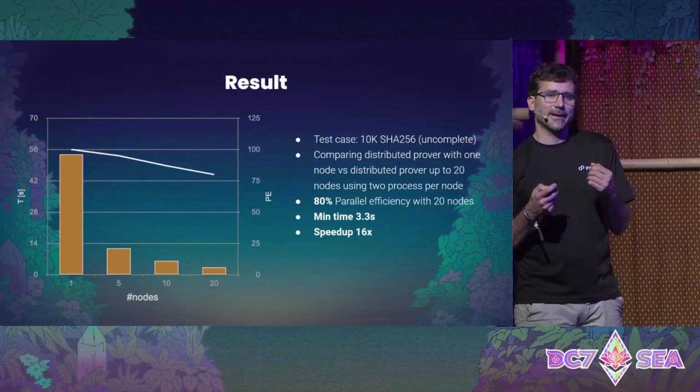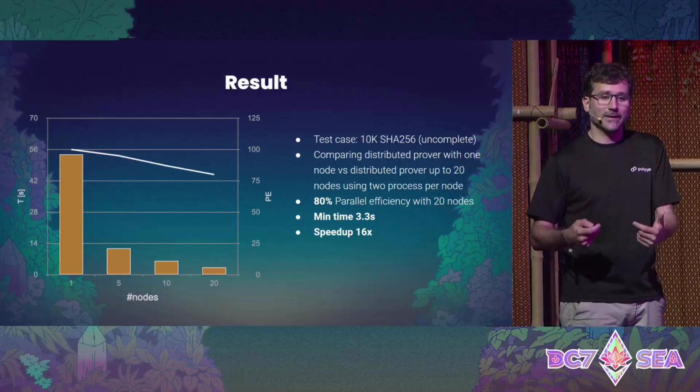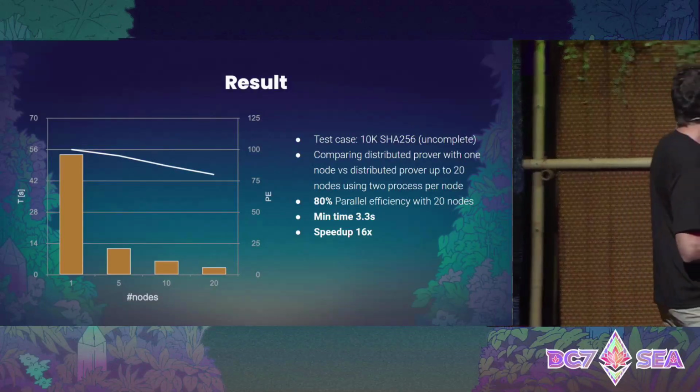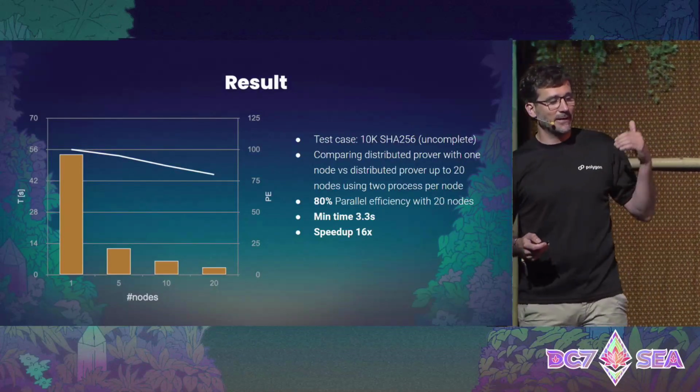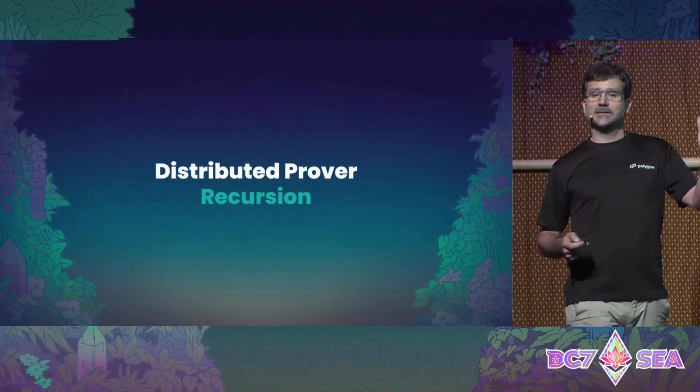Then if we compare, with the base point being the distributed proof itself on one single compute node as a reference, we get something that is more meaningful. Okay, we are getting a parallel efficiency of 80%. That's good. Let's go for the distribution.